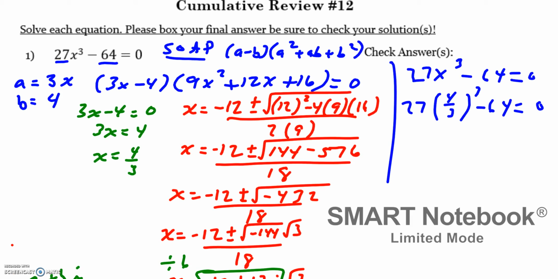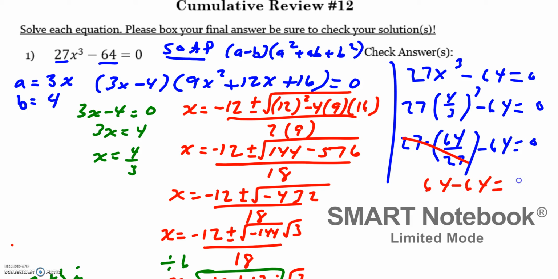In this example, it's actually easier to keep the answer a fraction, because if I cube both 4 and 3 separately, I would have 27 times 64 over 27, if I cube both numbers, minus 64 equals 0. I then notice that the 27's cross out, so I'm left with 64 minus 64, which does equal 0, so 4/3 for sure works.